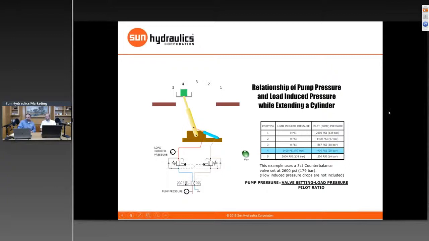All right, so we've talked about our standard counterbalance valves, we've talked about our load control valves, we've talked about our load match valves, and we've also talked about our load adaptive valves.